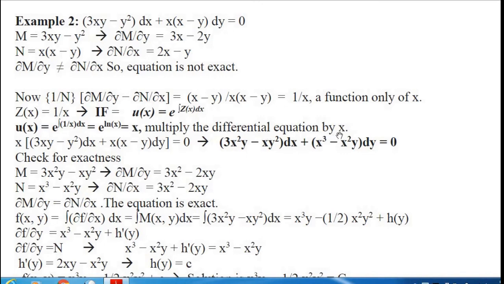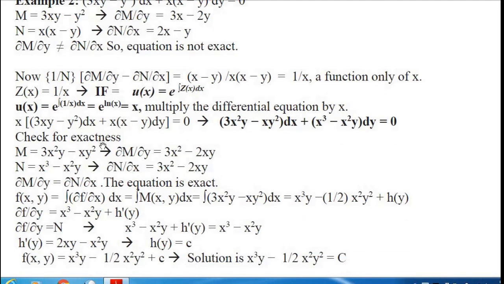Now our next procedure is to multiply the given equation by the integrating factor, namely x. So on multiplication we get the given equation as 3x square y minus x y square into dx plus x cube minus x square y into dy equal to 0.